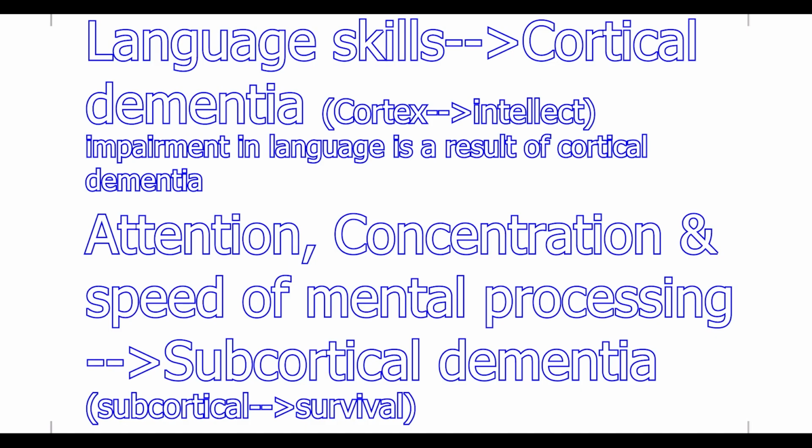So one more time, you should be able to correlate higher brain functions such as linguistic skills with cortical dementia, since the cortex is the developed part of the human brain, and lesser or more vital and substantial functions such as attention, concentration, and the speed of mental processing with subcortical dementia.